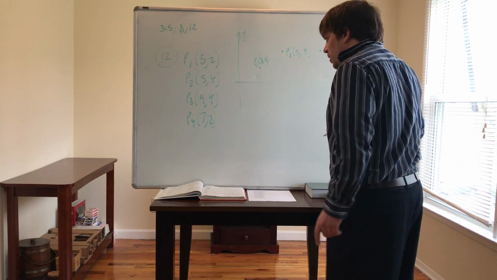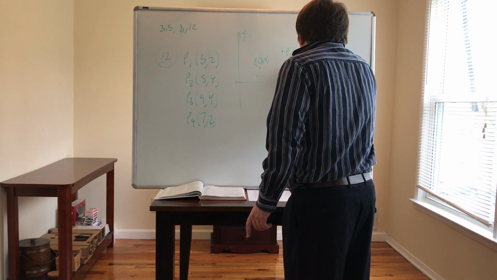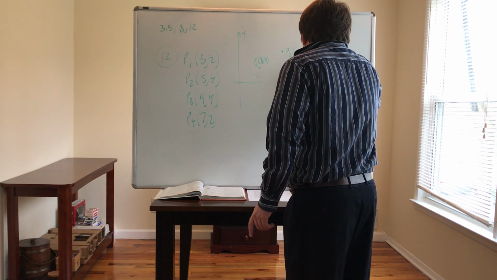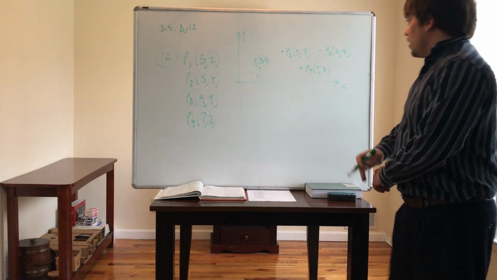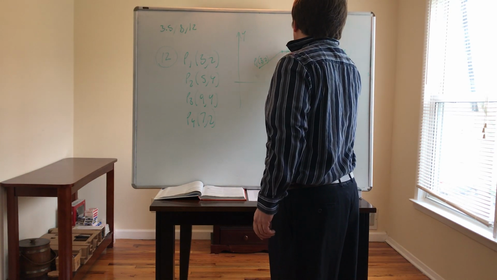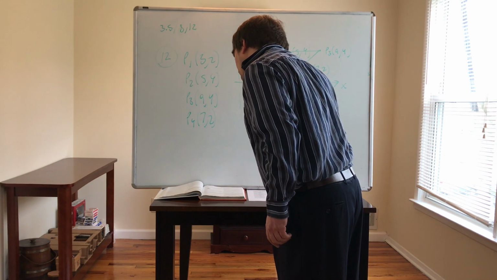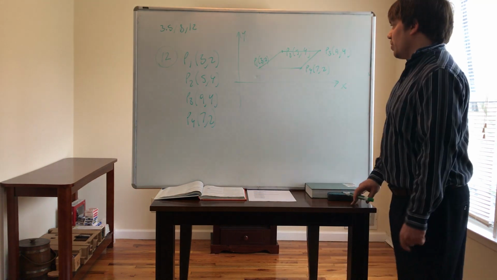Nine, 4, and then P4 is 7, 2. Okay, and so P4 there is 7, 2. And so those are the vertices, P1, P2, P3, P4. So I'm going to draw that, right? That is the parallelogram with those vertices P1, P2, P3, P4.